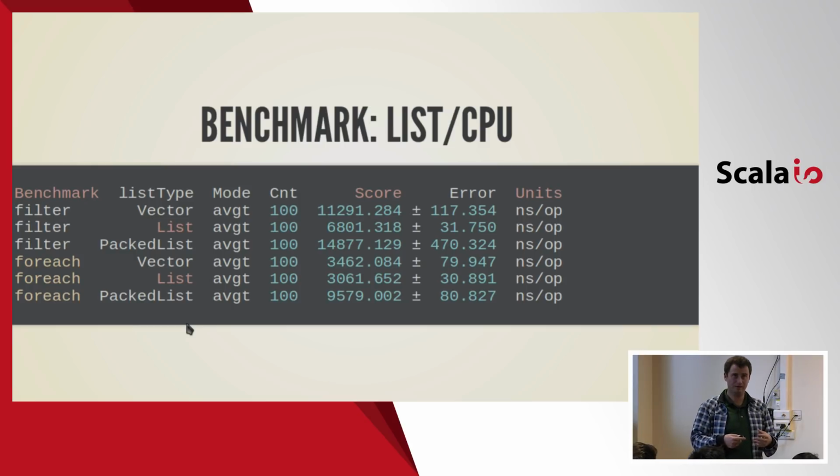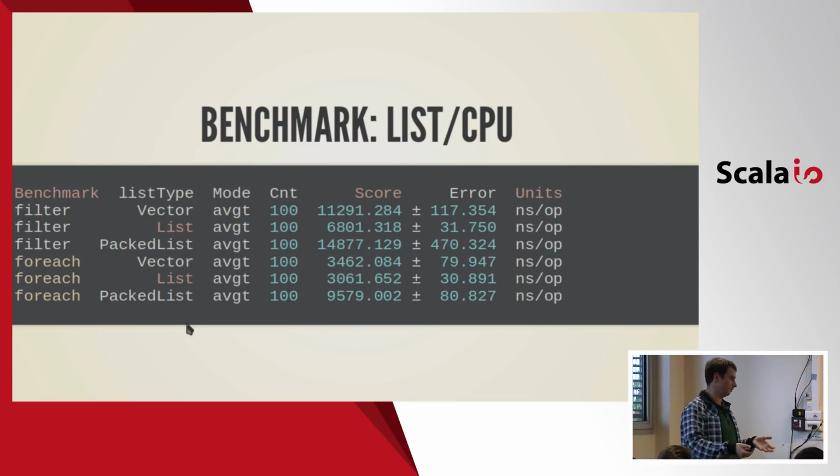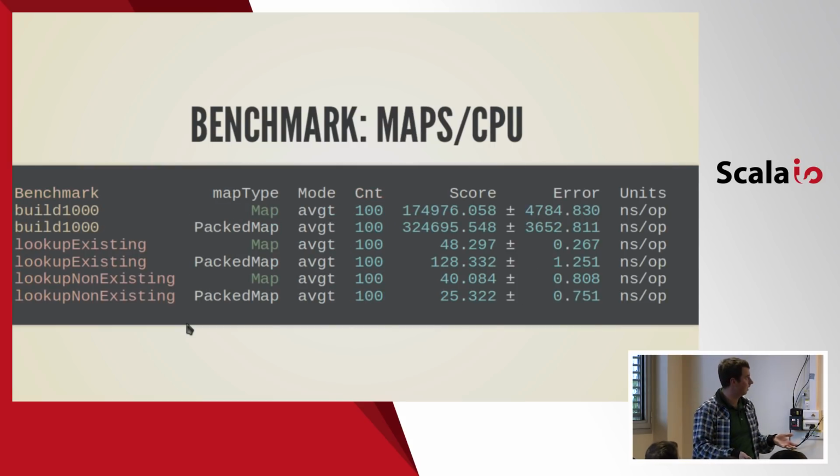But some people like me are ready to trade off some of the throughput for memory usage. And if there is a way to cut your memory usage twice or 3 times, I'm ready to pay this. For foreach, it does the same, but without building the collection. So the packed list implementation is almost 3 times slower. But it depends on your use case. Can you trade it for memory usage or not? It's up to you.